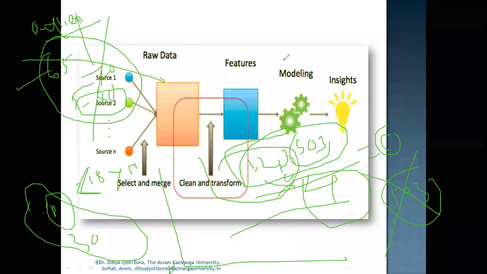Yes, sir. Sir, the example on the left side, please repeat it once more.